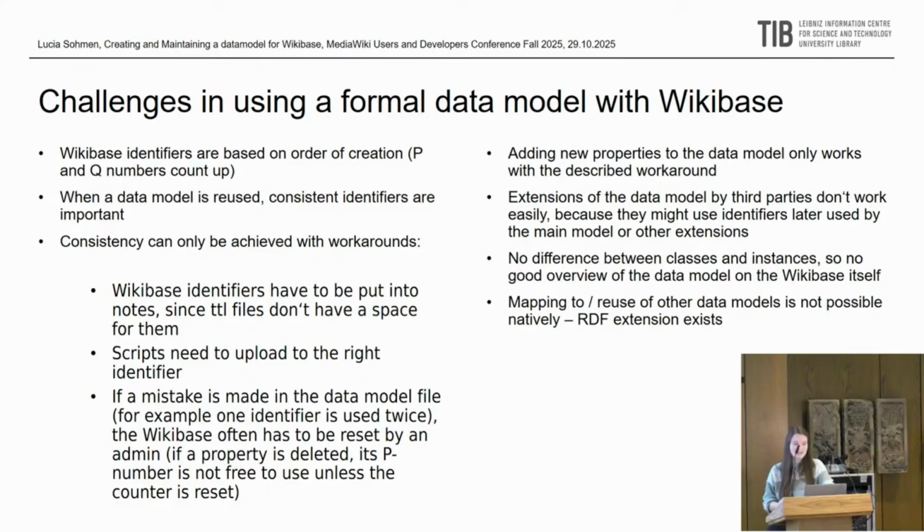And it happened a lot in our work where we made some kind of mistake, maybe in the data model file or in the script, and the data was uploaded wrong, and then the easiest way to change the data again was to have an admin reset the whole Wikibase, because if you delete a property, the P number doesn't become free, it just goes on to the next number, so everything needs to be reset. So basically if you want to add new properties, you can only do this with this workaround.